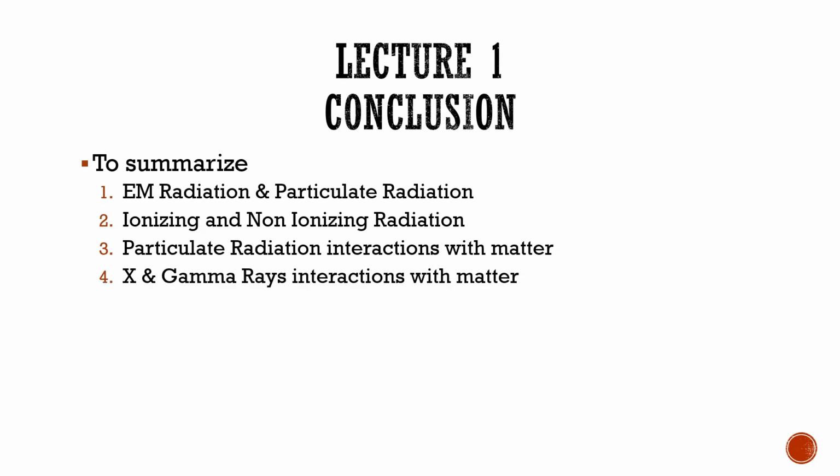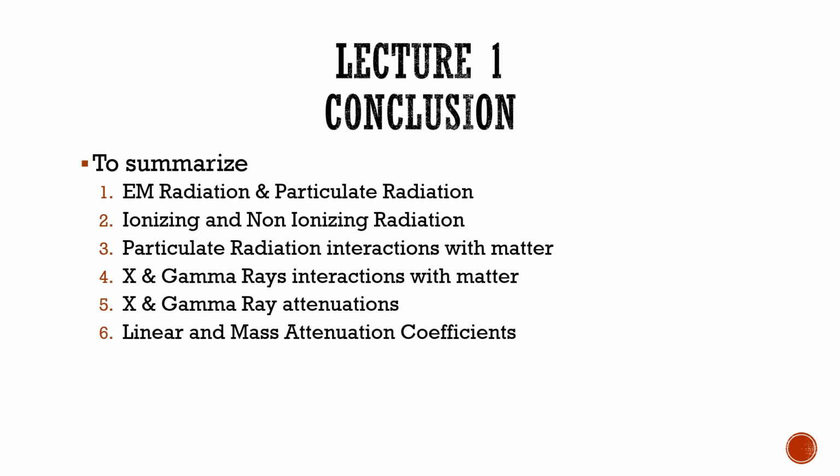We then spoke about X-rays and gamma rays interaction with matter, and there we spoke about Rayleigh scattering, photoelectric absorption, Compton scattering, and pair production. We then spoke about X-ray and gamma ray attenuation. What does attenuation mean? And then we spoke about linear and mass attenuation coefficients. We then moved on to half-value layer. This is the amount of thickness of a material required to reduce an X-ray beam's intensity to half of its original value. And then we spoke about the concept of beam hardening.